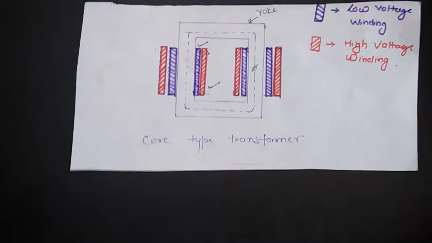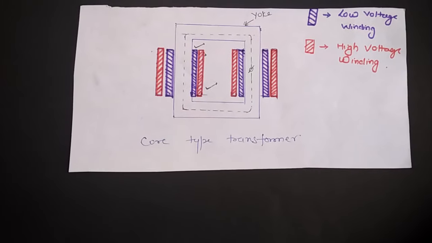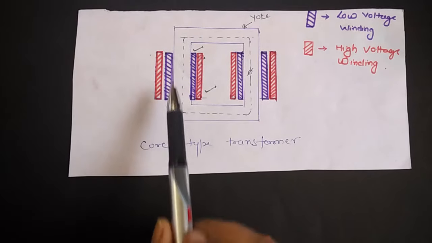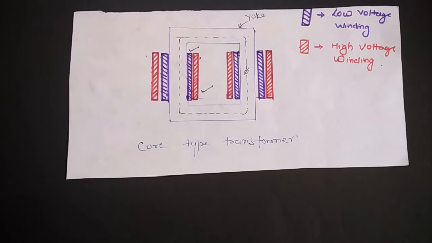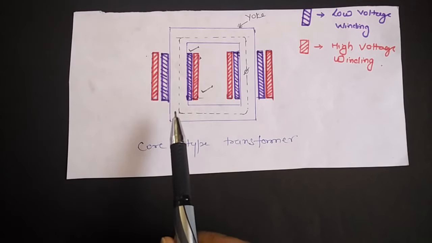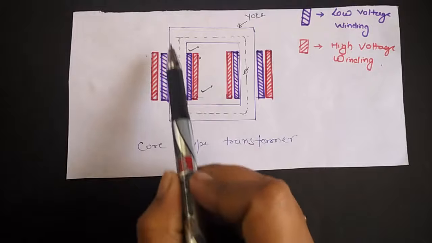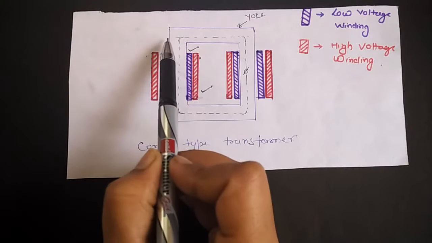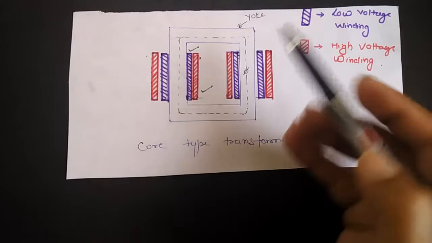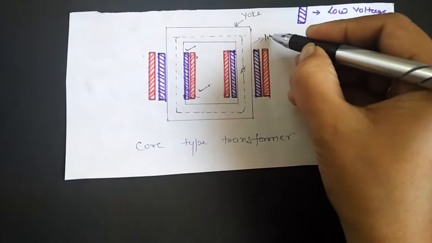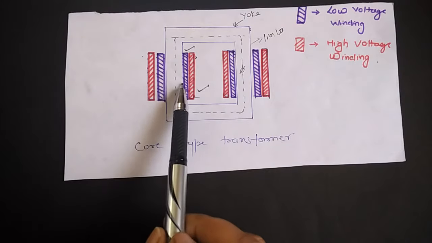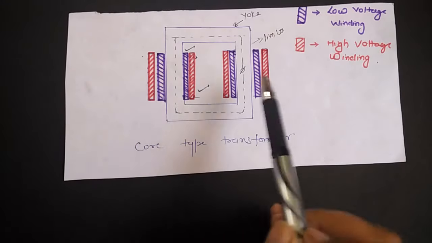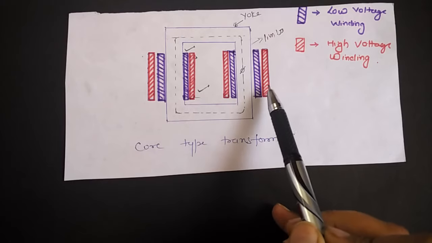Here you can see the construction of a core type transformer. This is the core, and the winding is surrounding the core. The flux has a single path around the legs. These are the limbs. Here you can see that half of the low voltage winding is on one leg and the other half is on the second leg.